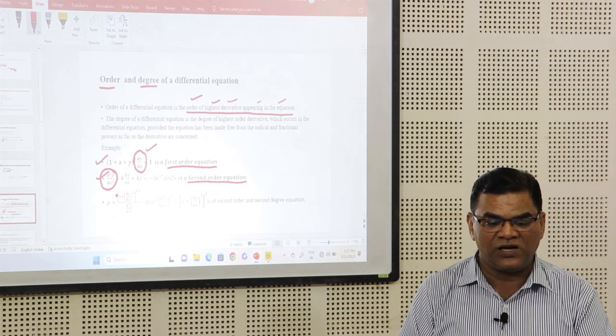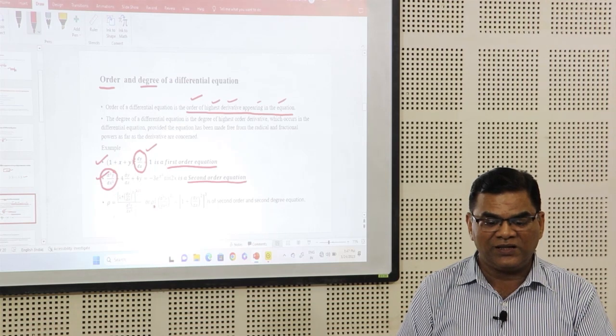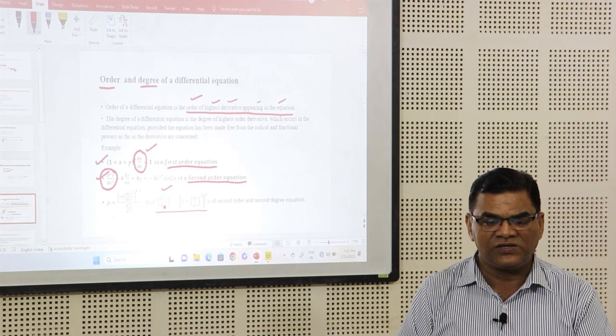second order differential equation. Similarly, in the last equation, we can again observe that the highest order derivative is of second order, d²y/dx². That is why it is again a second order differential equation.